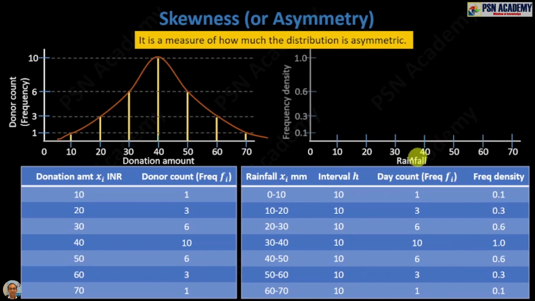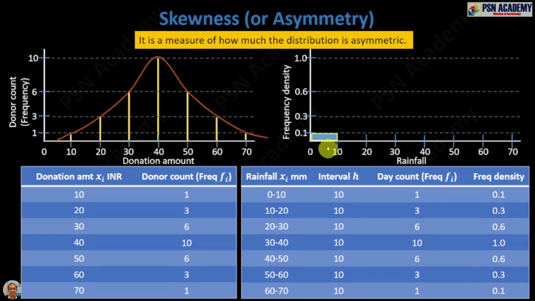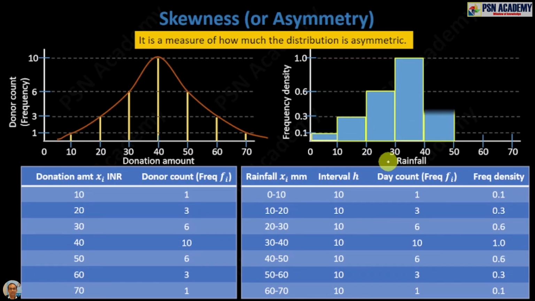This is the rainfall and this side is our frequency density. Here you will find 0.1, 0.3, 0.6 and 1.0. These are the 4 data points we have in this list. The other points are not mentioned here. Now this is your first class interval, 0 to 10, and it goes up to 0.1. The second class interval goes up to 0.3. The third one 0.6, the fourth one 1, and it goes like this. So here you can see that this is a symmetric distribution, right?